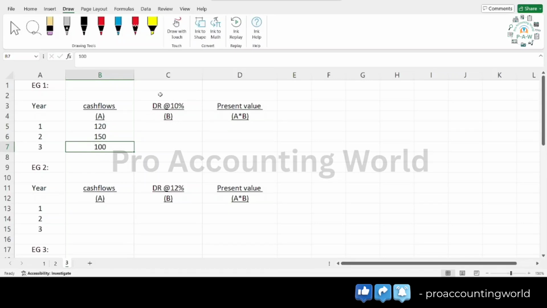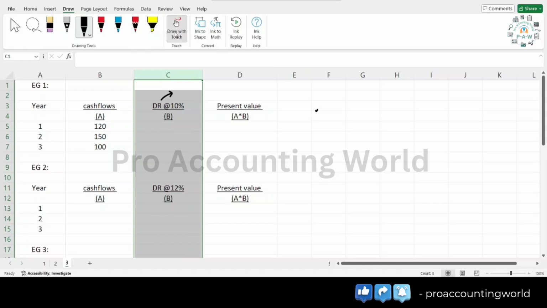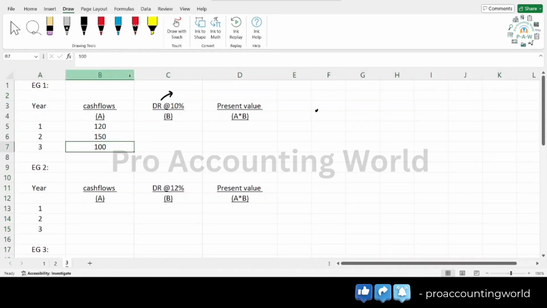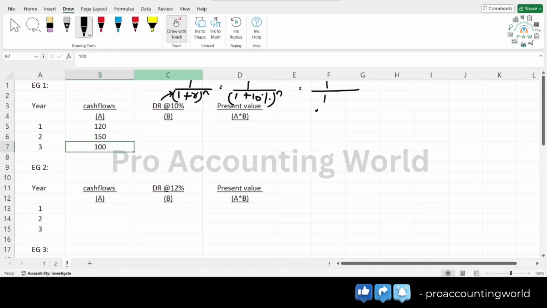DR, as I said, stands for discount rate. So DR is 10%. And how do I get the discount rate? The formula is 1 divided by (1 plus R) raised to n. So our R is 10%, so 1 plus 10% raised to n. That is 1 divided by 1.1 raised to n.